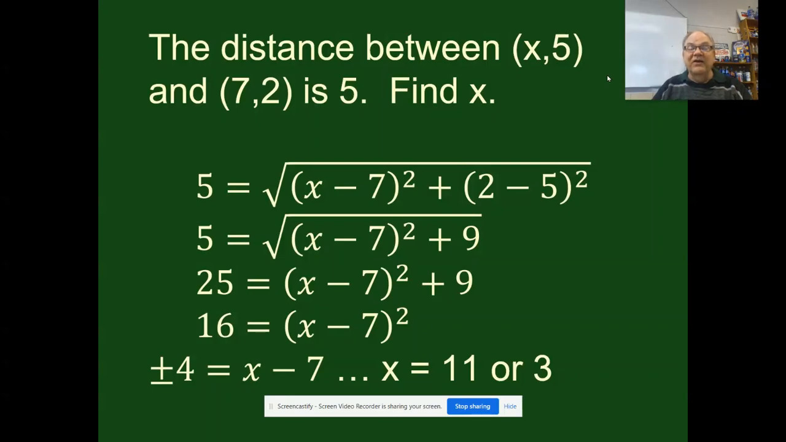Now, our assignment today is a worksheet that deals with using the distance formula, and then all of the different conic sections as we learn them will be defined using distance, which is why it's important to know that.